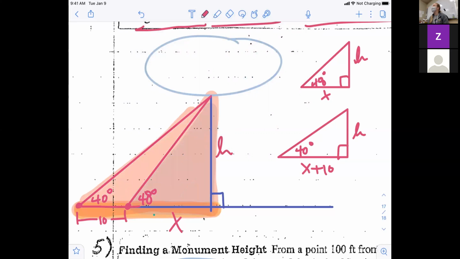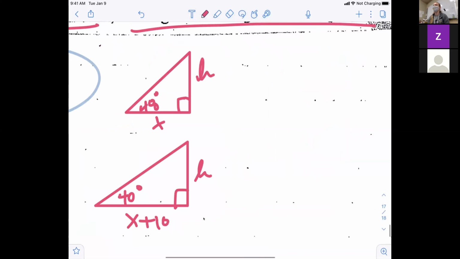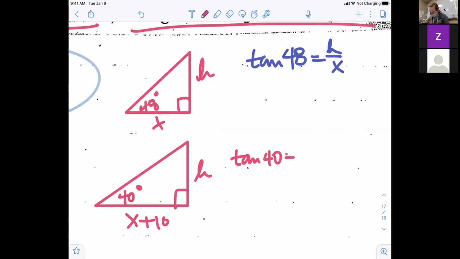Okay, so we got our pictures drawn. Which trig function am I going to use to start solving for h or for x? Sine, cosine, or tangent? Tangent. Very good. Tangent. I'm going to write tangent of 48 equals h over x. And then while I'm here, I'm also going to do that for the other triangle. I'm going to write tangent of 40 equals, in this case, my opposite is the height, and then my adjacent is x plus 10.